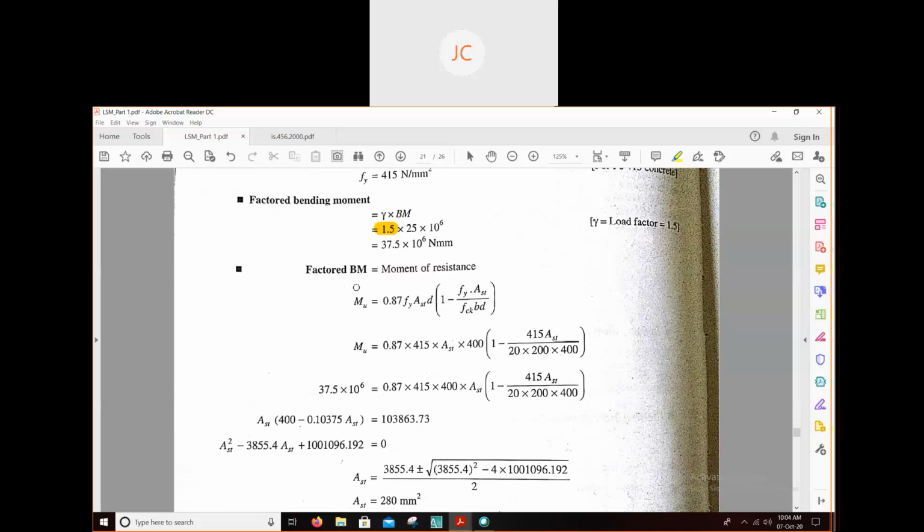If you use this equation, the only unknown is Ast, and I hope with your calculator all of you can find out the value of the area of steel. Yes or no? Can you find out the value of Ast from this equation?